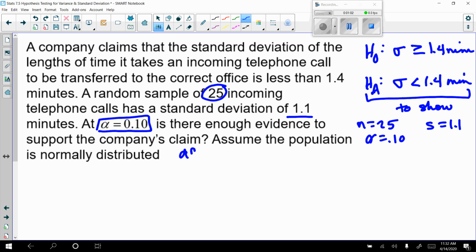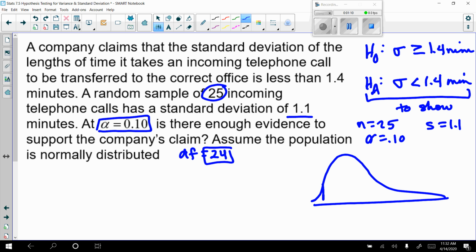The degrees of freedom is 24. We've got a one-tailed, left-tailed test. And we need to find our chi-square value from the table using 24 degrees of freedom and an alpha of 0.1, which gives us 15.659.